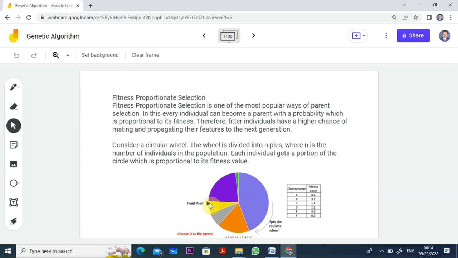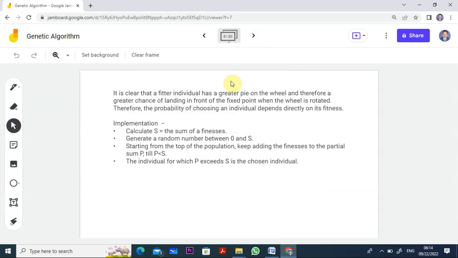So whichever shade of the pie portion comes in front of the wheel, where the wheel is pointing, that is selected here. Okay, so this is the thing. The same principle is there here.